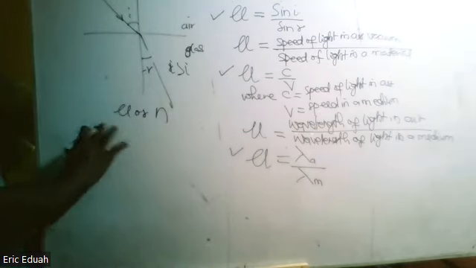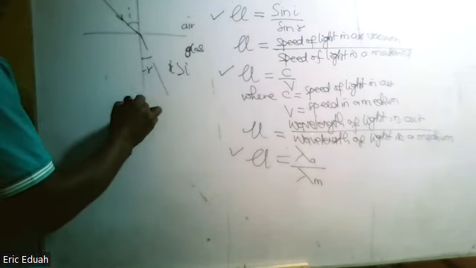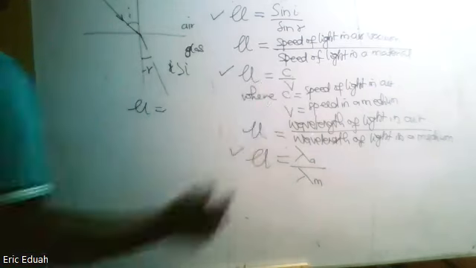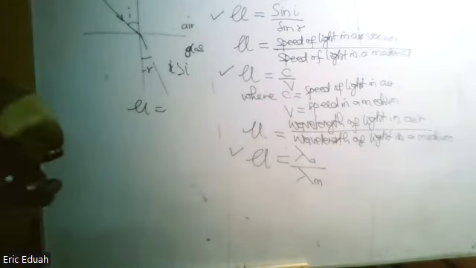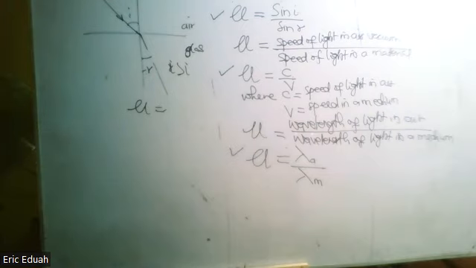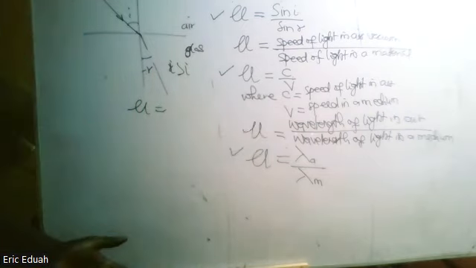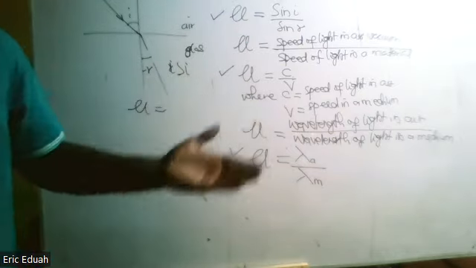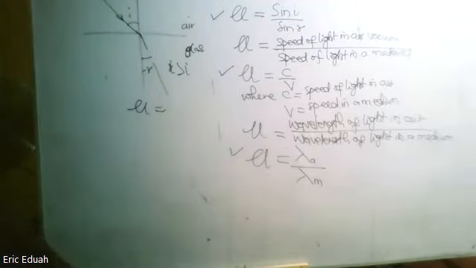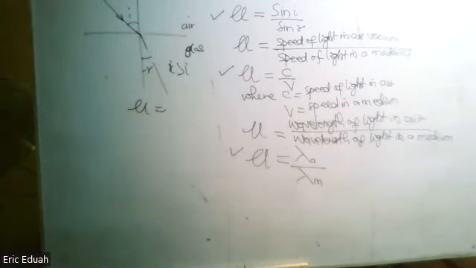If we look at the second one, mu, or it can be n. I'm just used to mu, so understand when I use that. So mu is C, the speed of light in air, over the speed of light in another medium. The speed of light in air is the greatest, 3 times 10 to the power 8 meters per second, and it's greater than when it enters another medium. So here too, the numerator is greater than the denominator, so the ratio will be more than 1.